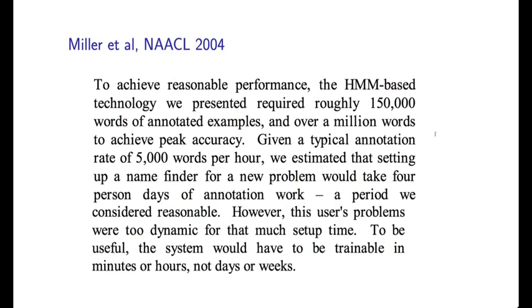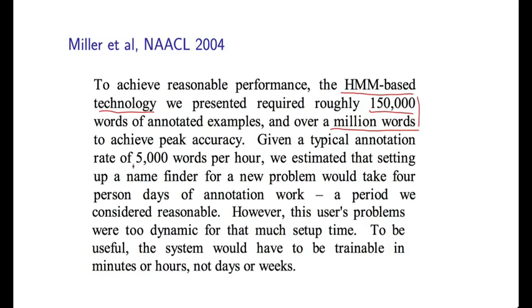And so Miller et al. go on to emphasize this point. The HMM-based technology they had, which is very similar to what we saw in the second week of this class, required roughly 150,000 words of annotated examples, and to get to peak accuracy, maybe about 1 million words. Okay, so a fairly considerable amount of training data. That's because there are a large number of parameters in these models, and there's always sparse data. There are always words for which you have too little information. So getting more training data is always going to help, and in reality we need quite large amounts of training data for these models to work well.